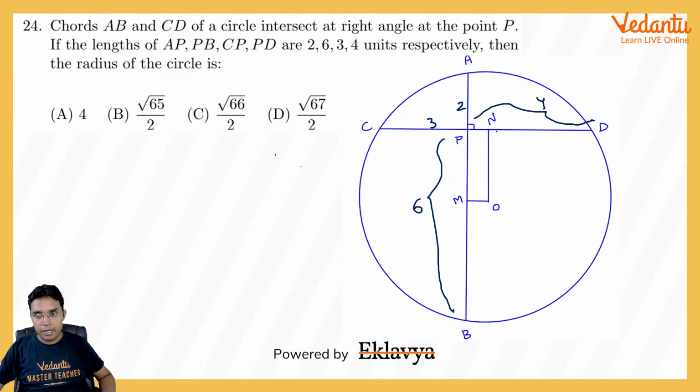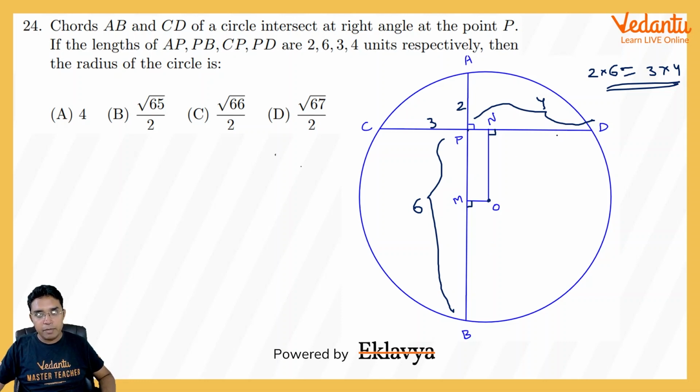One thing I would like to comment here, they could have avoided one of the values, because if we use the power with respect to P, you can see 2 into 6 is equal to 3 into 4. That is correct. But they could have avoided the length of PD, because you can find it with the help of power of a point with respect to a circle. So that way it could have been done. Now what I have done, I have taken O as the center and I have dropped the perpendicular on these chords, which will meet them at their midpoints. So N is the midpoint of CD, M is the midpoint of AB.